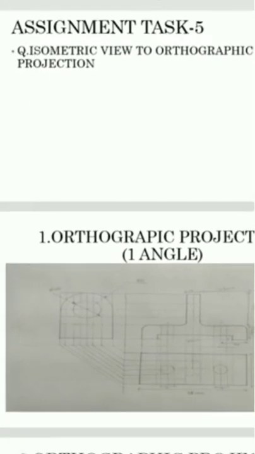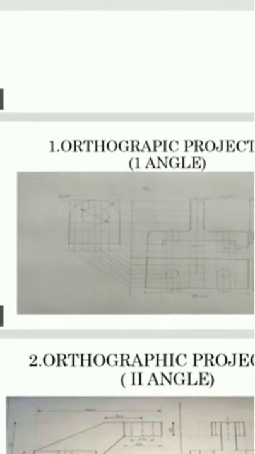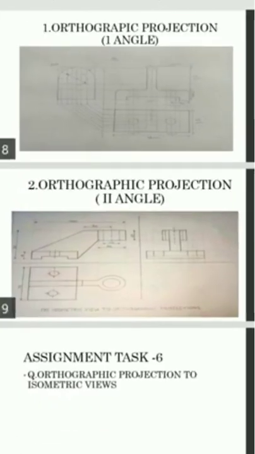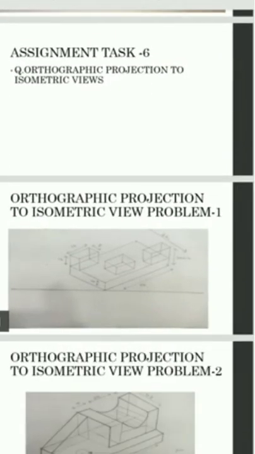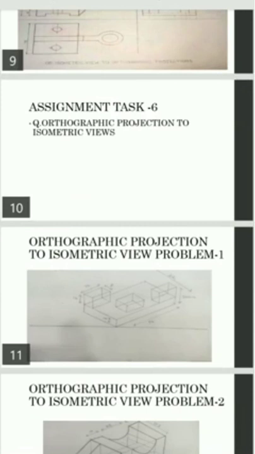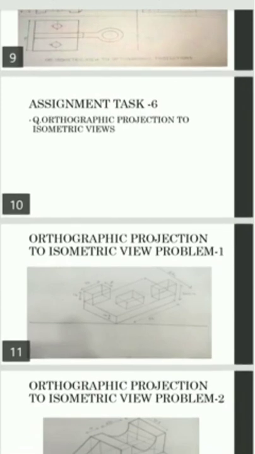Next, assignment 5 is orthographic projection. There are two assignments. We are drawing the front view, top view and side view from the given diagram. It's an orthographic projection. Orthographic to isometric projection. Assignment 6 is isometric projection.